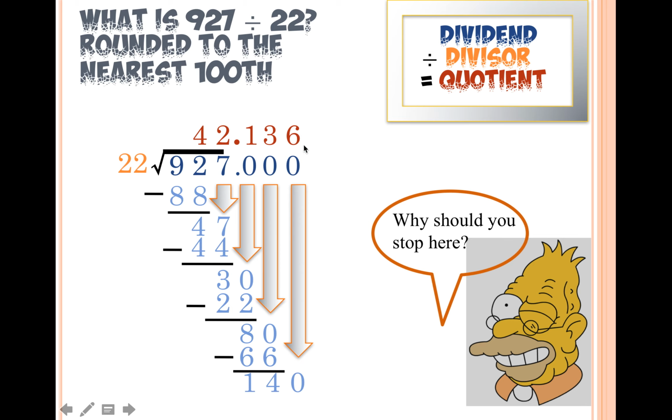5 to 9 means climb the vine. So 42.136 is closer to 42.14 than 42.13. So our answer is 42 and 14 hundredths, 42.14.